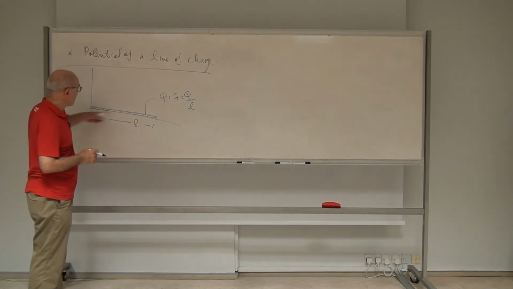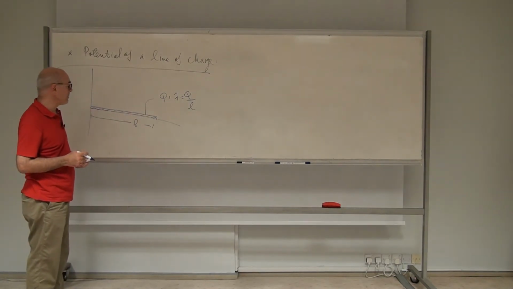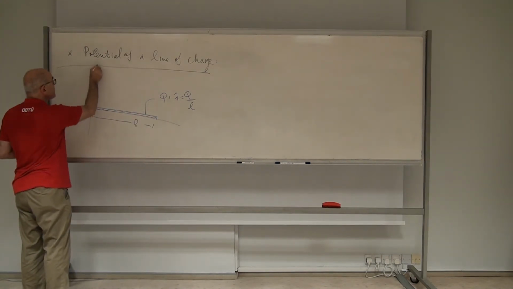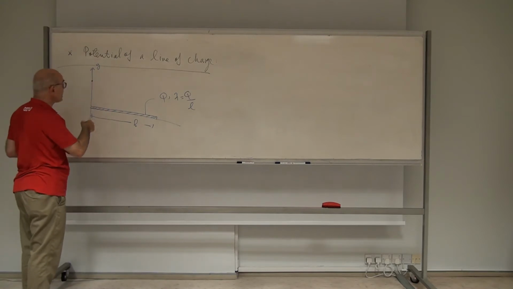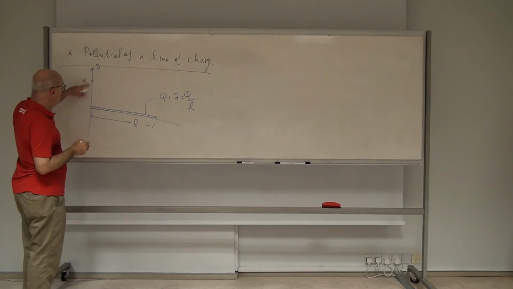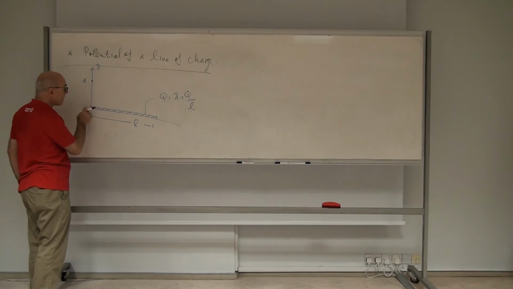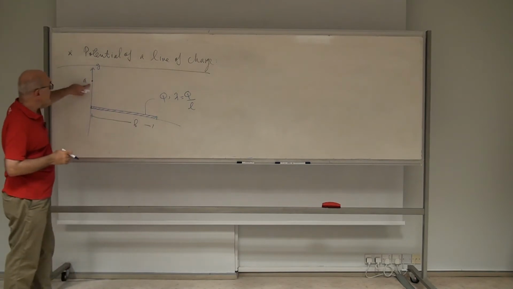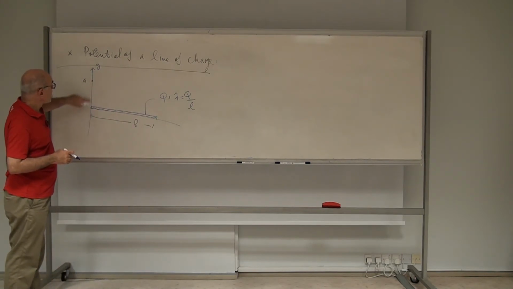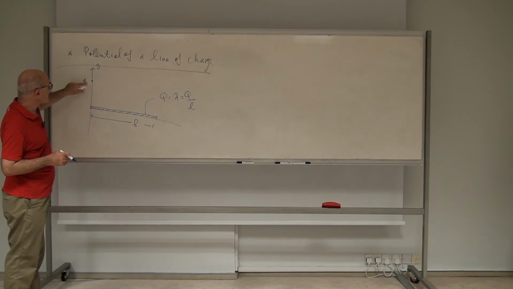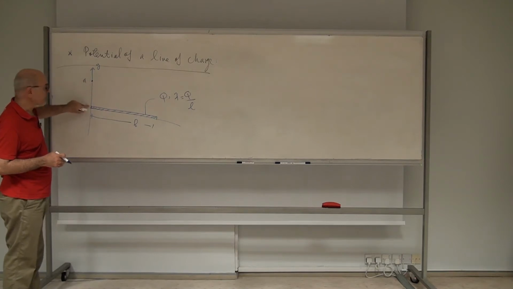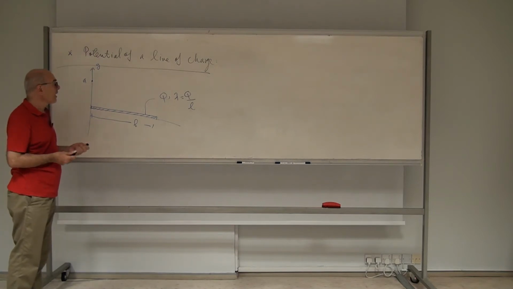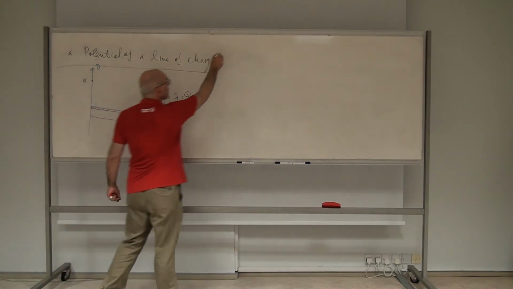So this is the charge that is distributed on the line, and I want to find the potential at an arbitrary point along the y-axis at a distance a from the origin. So one end of the line is at the origin, the other end is at x equals L, and I want to find the potential at a point along the y-axis at a distance a from the origin. Okay, so this is my configuration that I want to find the potential for.